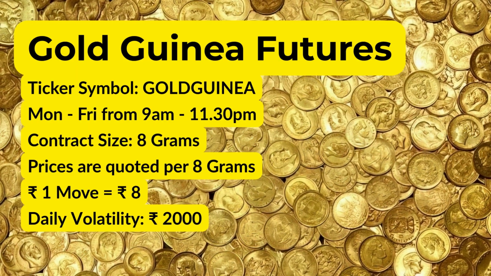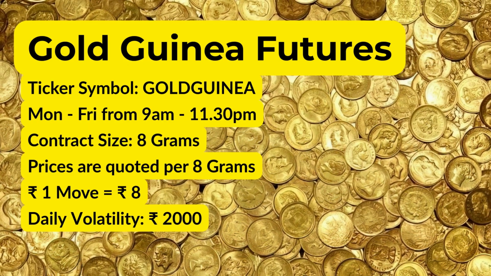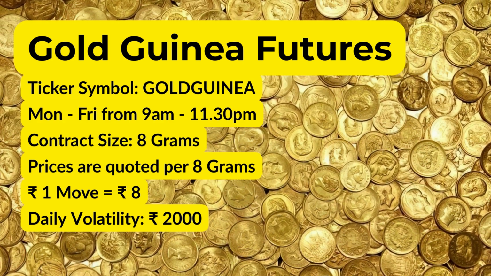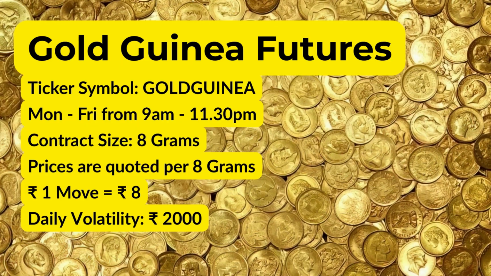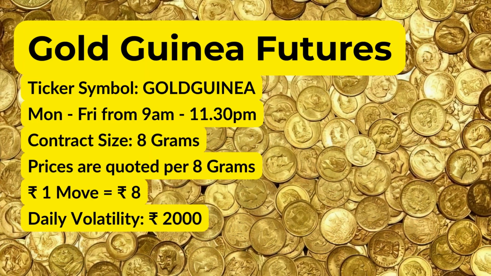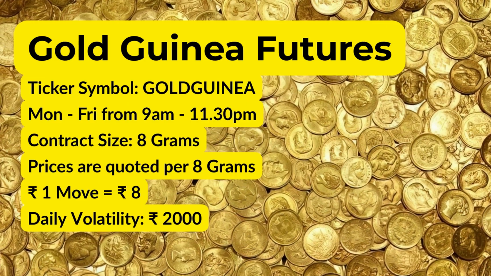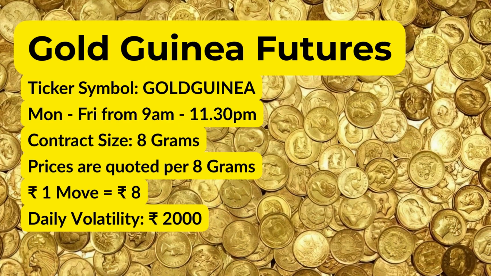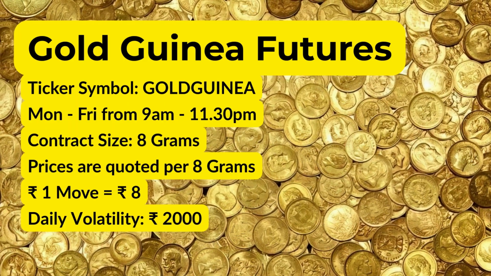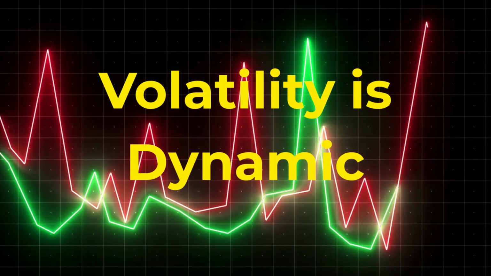Next up is Goldguinea, symbol GOLDGUINEA. It trades Monday through Friday 9:30 a.m. until 11:30 p.m. The contract size is 8 grams. The quotes are also based on 8 grams of gold price. A 1 rupee move in Goldguinea Futures contract is worth 8 rupees. This has a smaller daily volatility of about 2,000 rupees as of making this video. Something to remember is that these volatilities are derived from the average true range of these specific instruments and they change over time.